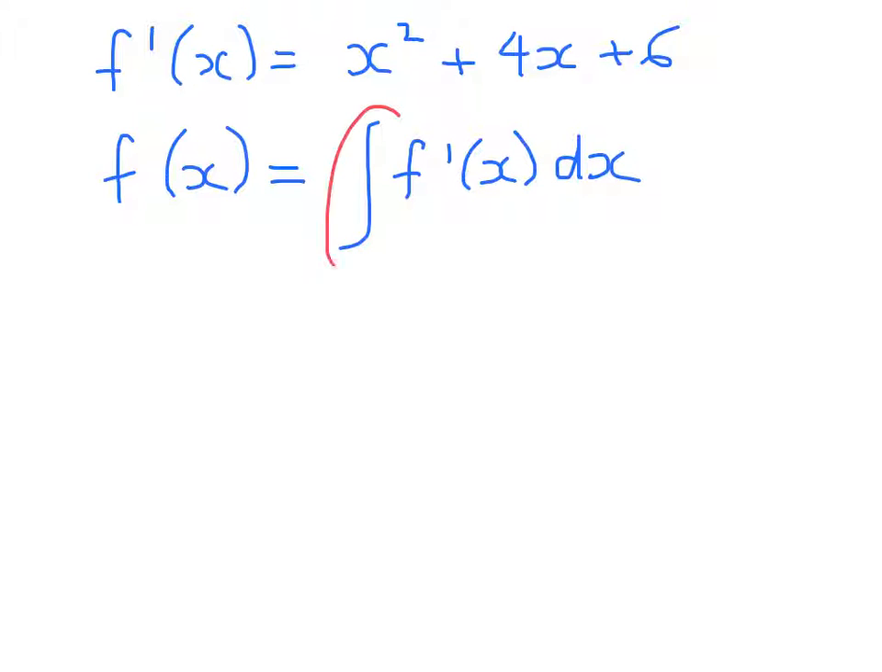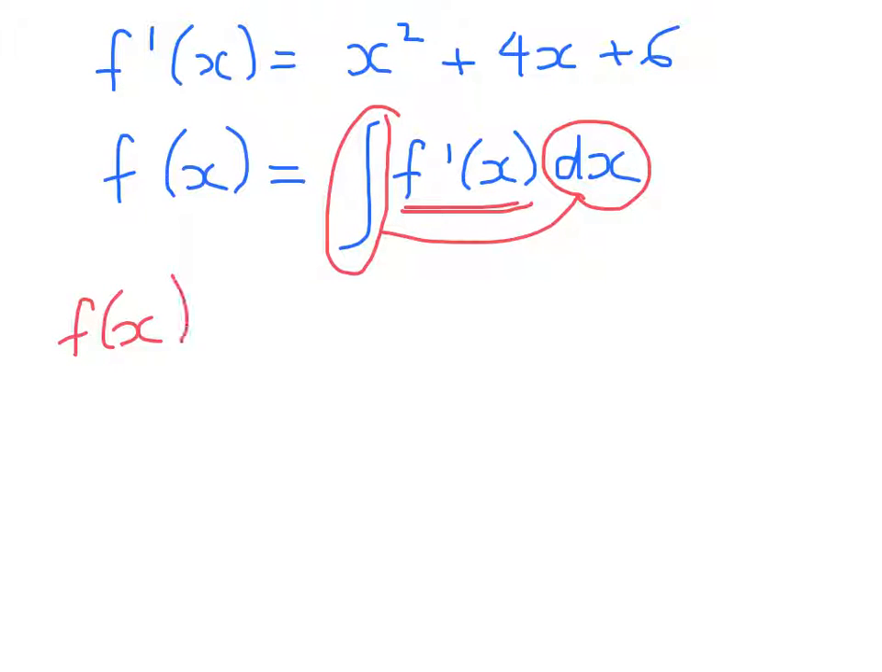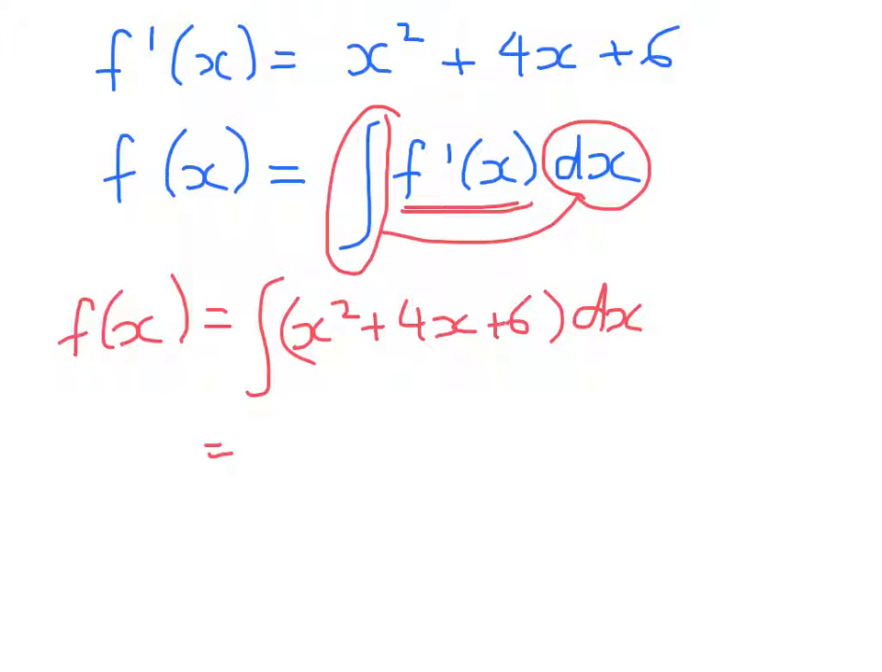So these two things tell us to do antidifferentiation on this function here. So f of x is equal to the antiderivative of x squared plus 4x plus 6 dx. Right, so now we're going to go ahead and do the antidifferentiation. Now, what will differentiate to give me x squared?